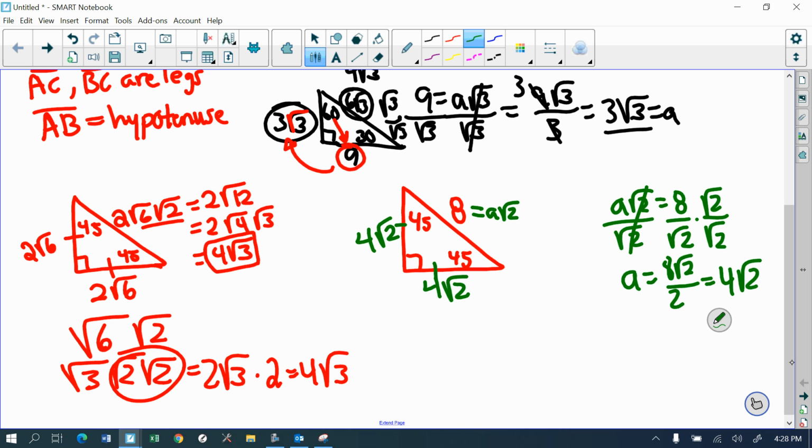Okay, now there's a shortcut for this one too. How do I get from 8 down to 4? I divide by 2. So divide by 2 and add on that root 2. That's your shortcut. Okay, so there's special right triangles.